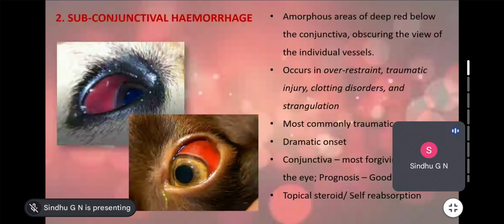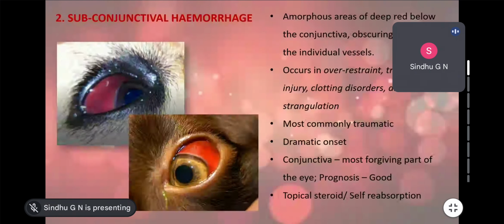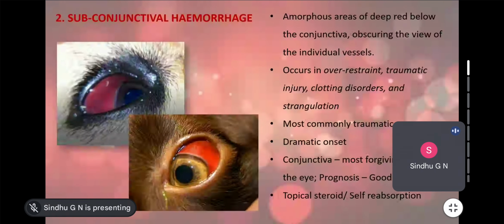Then next one is subconjunctival hemorrhage. It is like an amorphous area of deep red below the conjunctiva, obscuring the view of individual vessels. We won't be able to see any vessels, it will be fully red. This is a typical red eye. And it occurs in over-restraint or traumatic injury, clotting disorders, and strangulation. Most commonly, they are traumatic only.